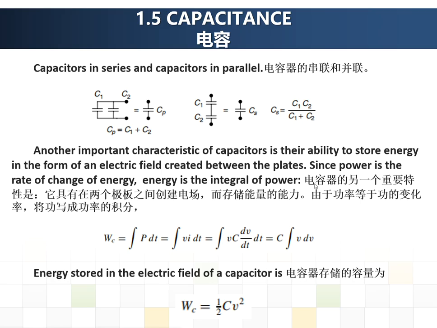Capacitors in series and capacitors in parallel. The left side graph shows two capacitors in parallel. The equivalent capacitance is equal to C1 plus C2. The right graph shows the capacitors in series. The equivalent capacitance in series is equal to C1 multiplied by C2 divided by the sum of C1 plus C2.